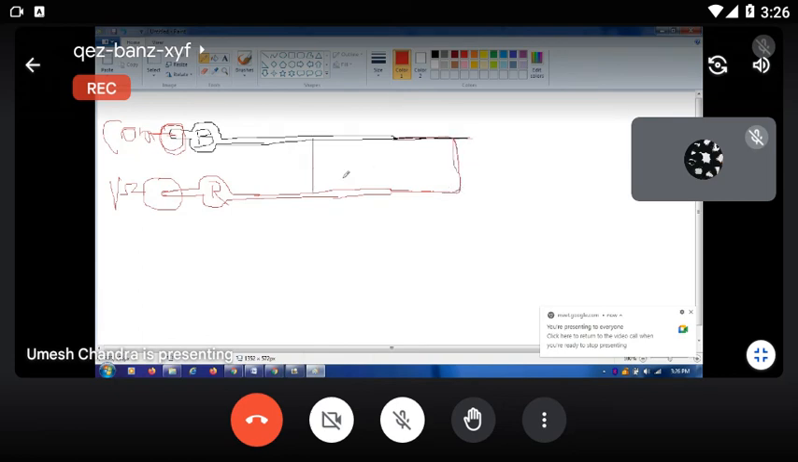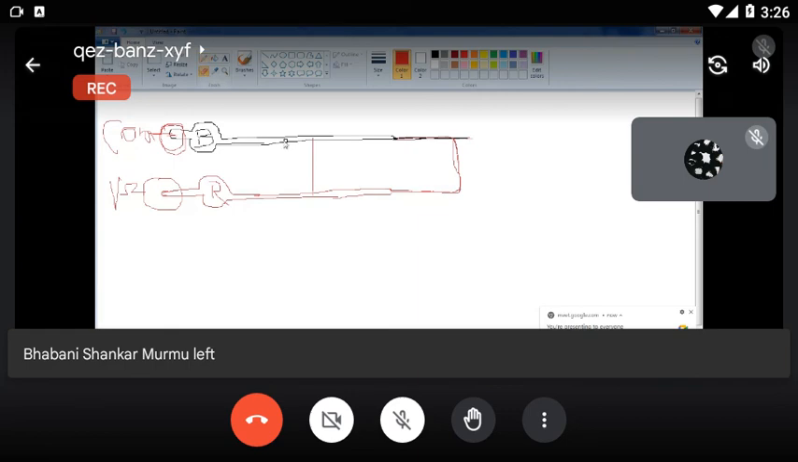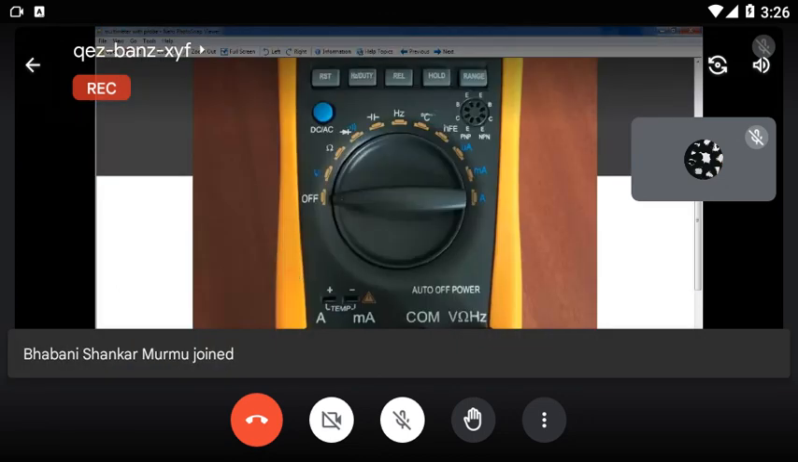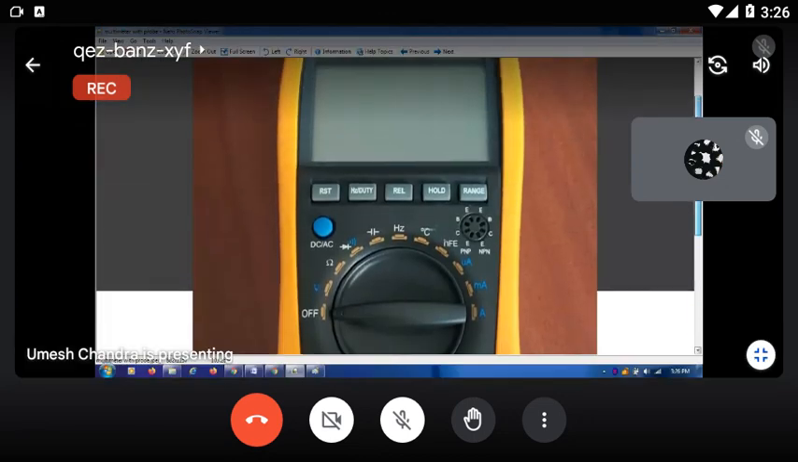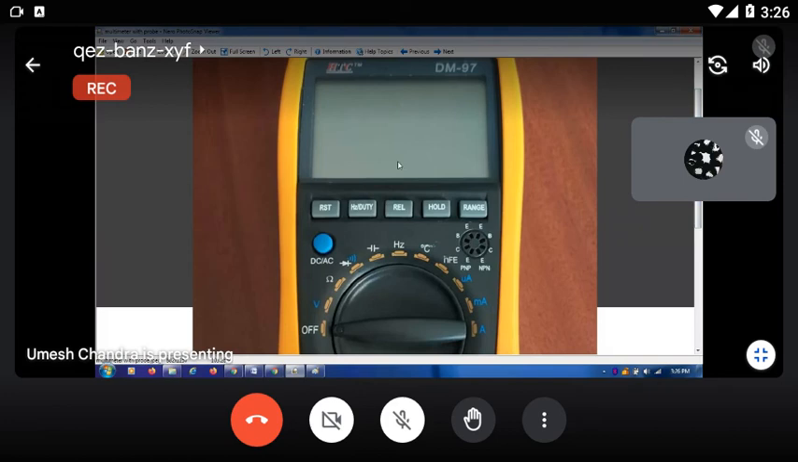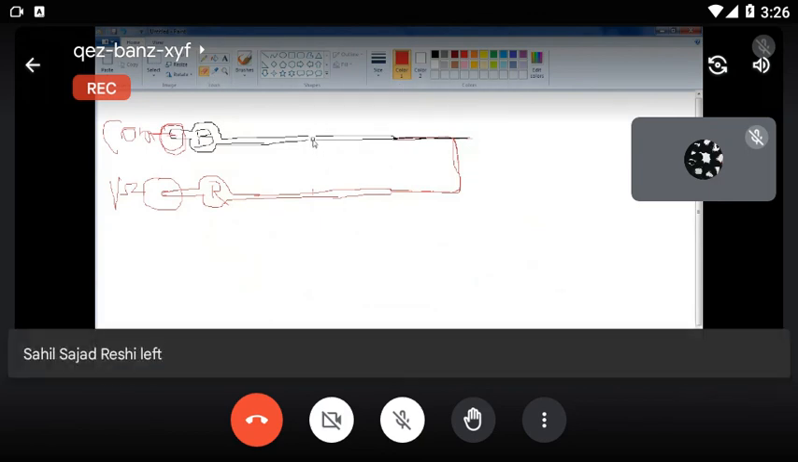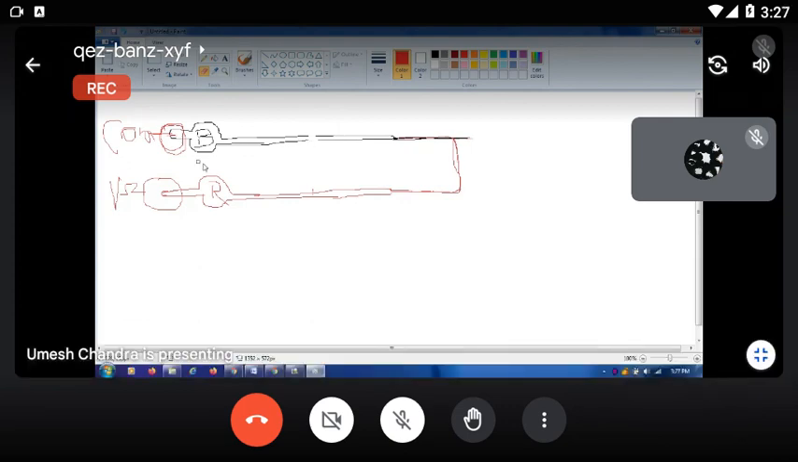If the two probes are correct, then the multimeter gives one sound. Sound coming means the two probes are working properly, no damage. If there is damage, there is no sound. Otherwise, how do you check a single probe?